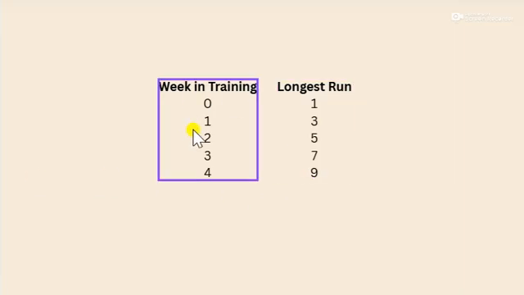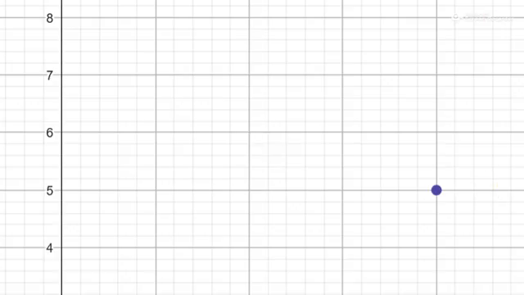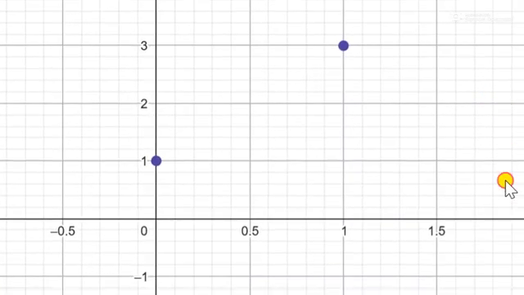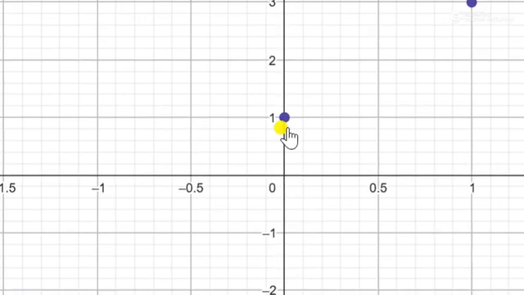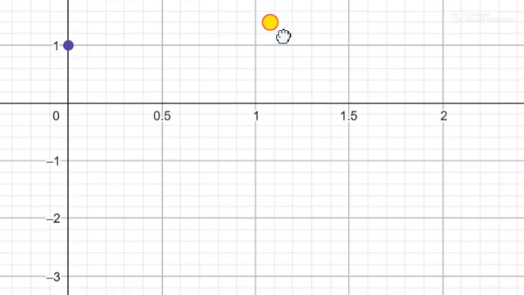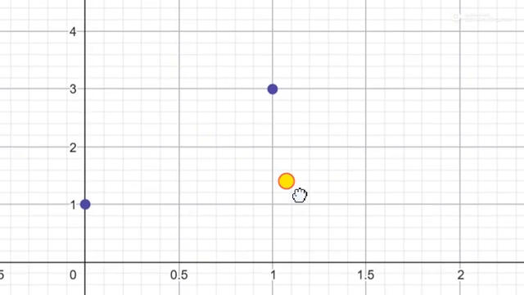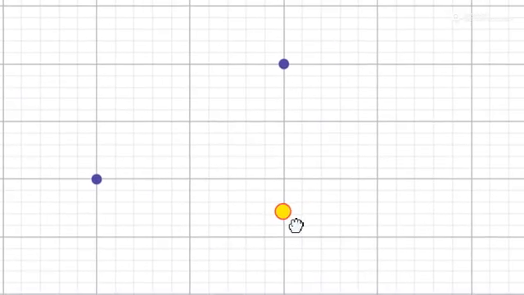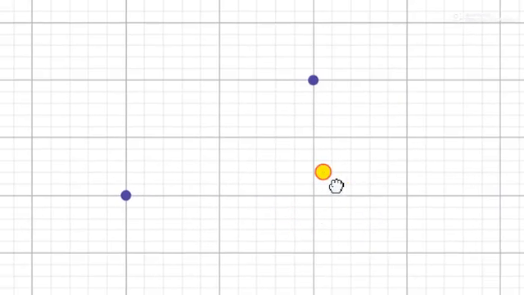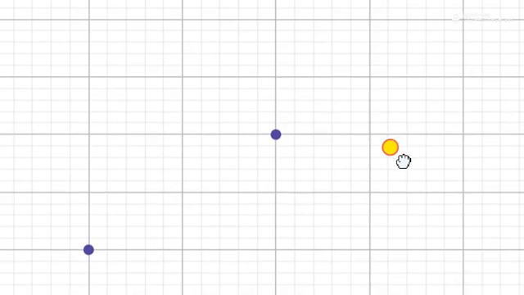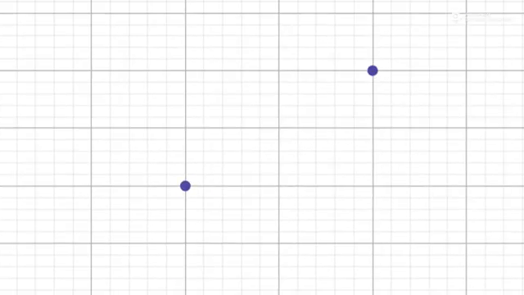So what I'm going to do is take this information on the table and plug it into GeoGebra and create a graph. Okay, this is going to be kind of hard to show you, so I'm going to move it around so that you can see. So our first point is at 0, 1, and then we have 1, 3, and then 3, 7, and then 4, 9, and then it's going to continue on for us.